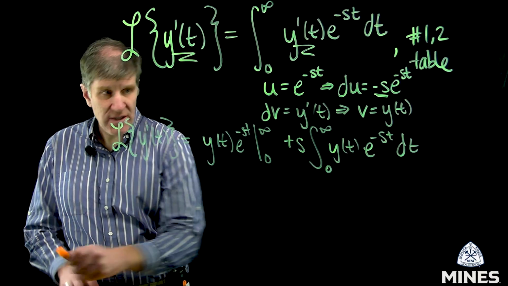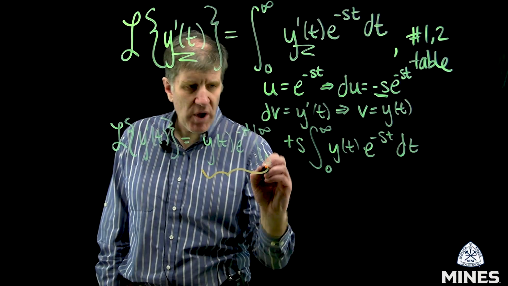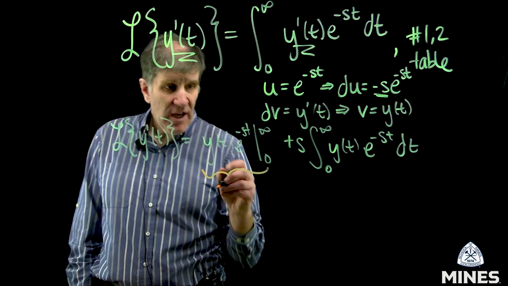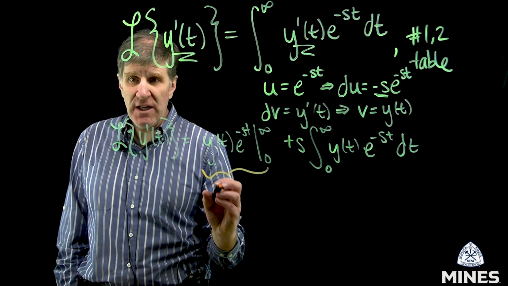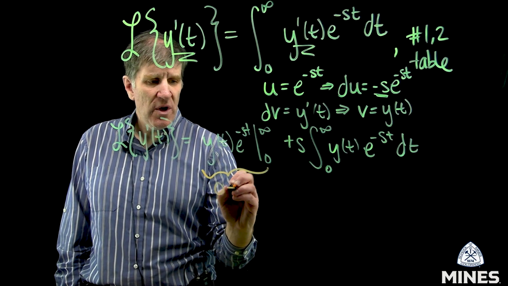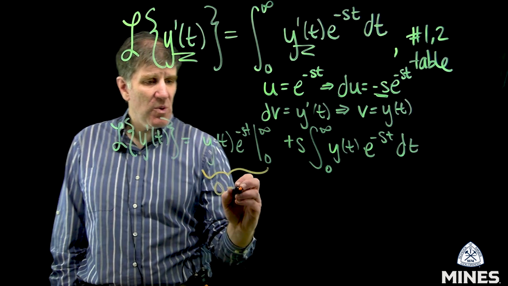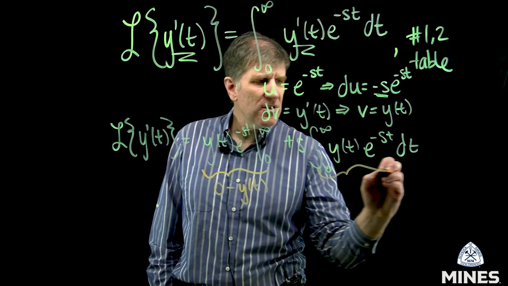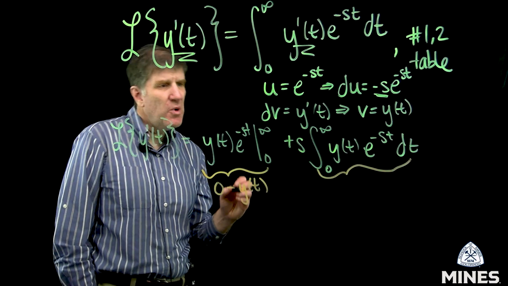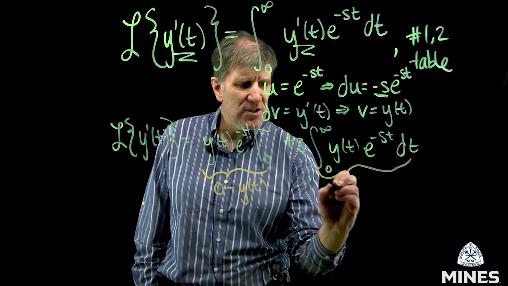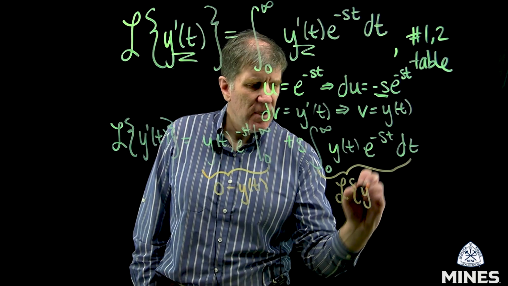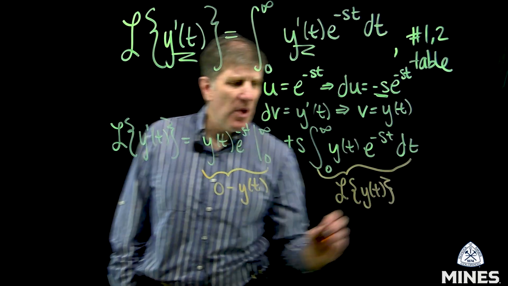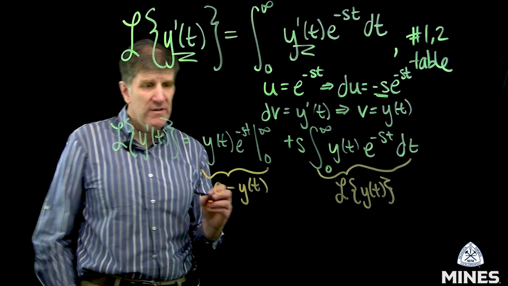Now, looking at this right here, plug in the endpoints of integration, and e to the minus infinity is 0. So this looks like 0 minus e to the 0 is 1. So 0 minus y of t. And then notice right in here, this part of the integral is the definition of the Laplace transform. So this is the Laplace transform of y of t.